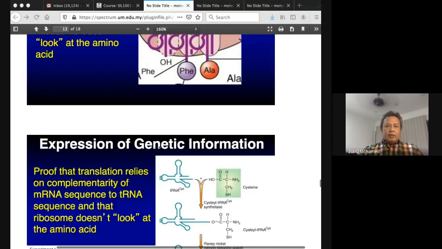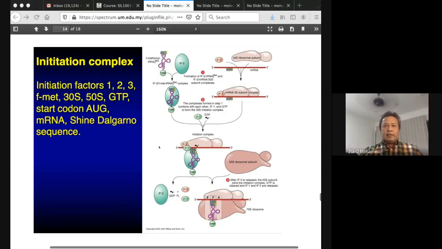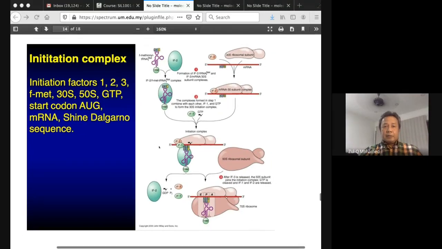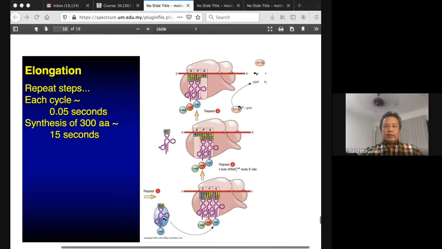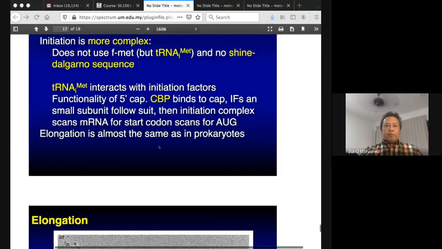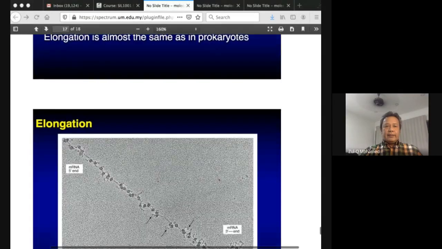Another important take-home message. Well, this is the process of translation. You can read through, they are self-explanatory. And how does it stop? By what are called release factors.